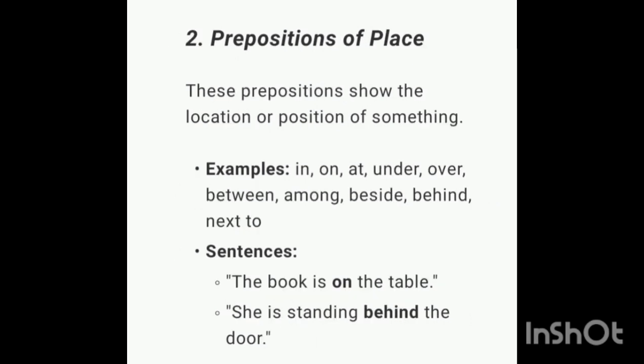The second one is preposition of place. These prepositions show the location or positions of something. Examples: in, on, at, under, over, between, among, beside, behind, next to. Let us see a few sentences. The book is on the table. She is standing behind the door. Here, on and behind indicate about the location or place.